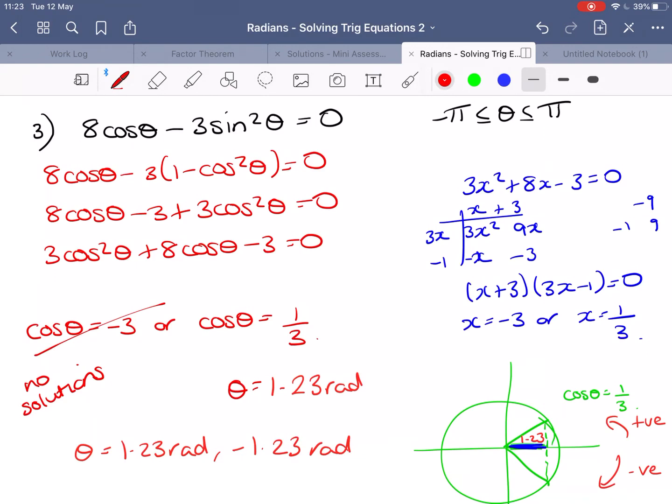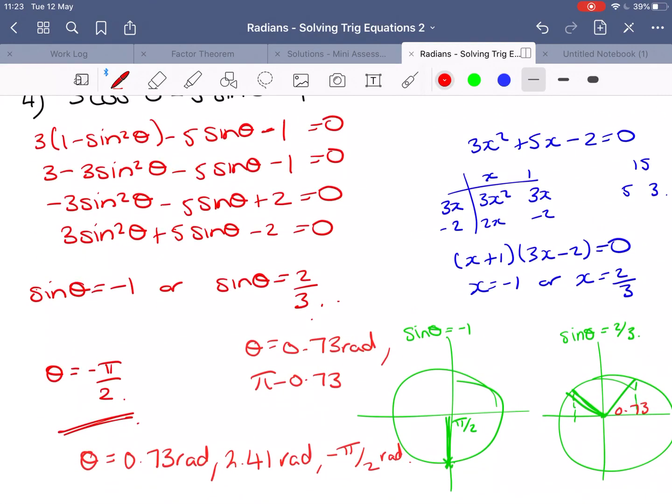Right, number 3. This time we're going between minus pi and plus pi. And again, we end up with one answer that gives us no solutions. Cos theta equals minus 3, but cos theta equals a third gives us theta is 1.23 radians. And because it was cos, it's quite nice and easy. So you just get plus and minus 1.23 radians.